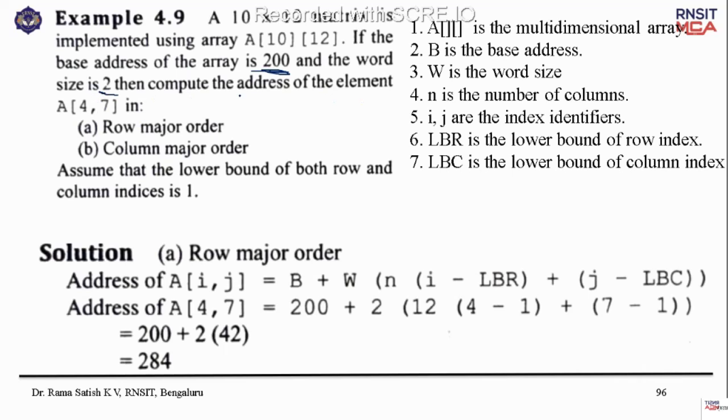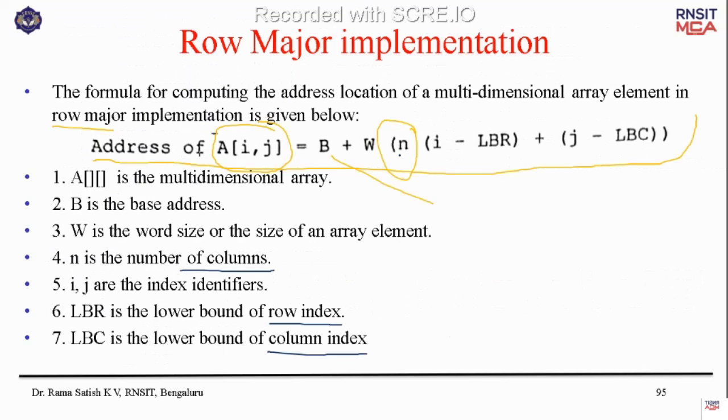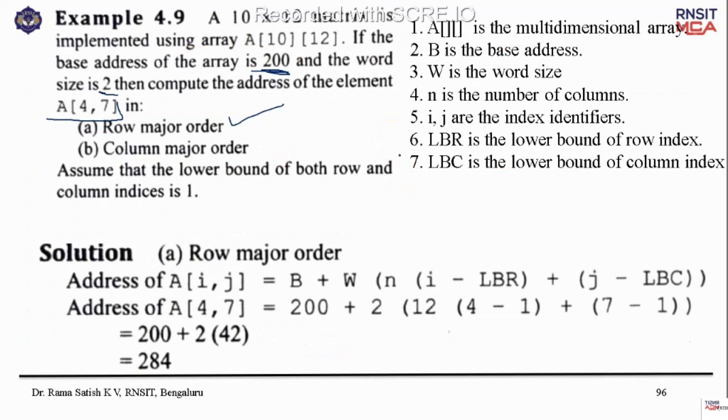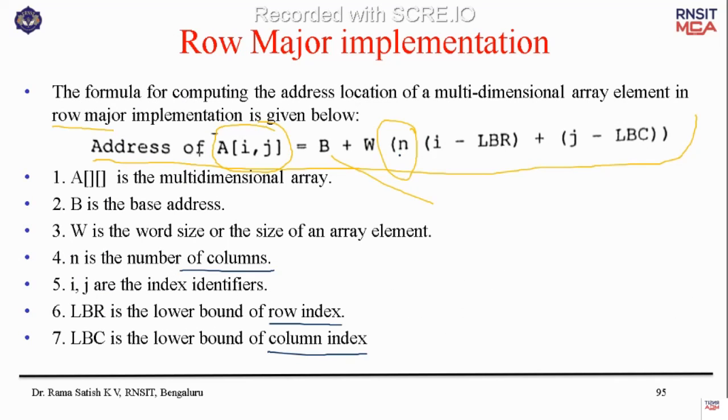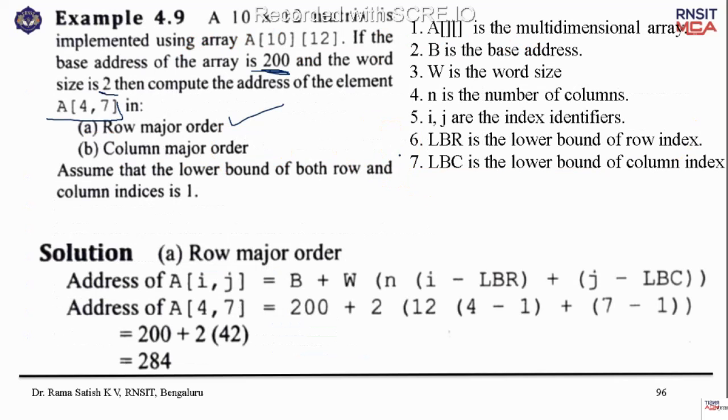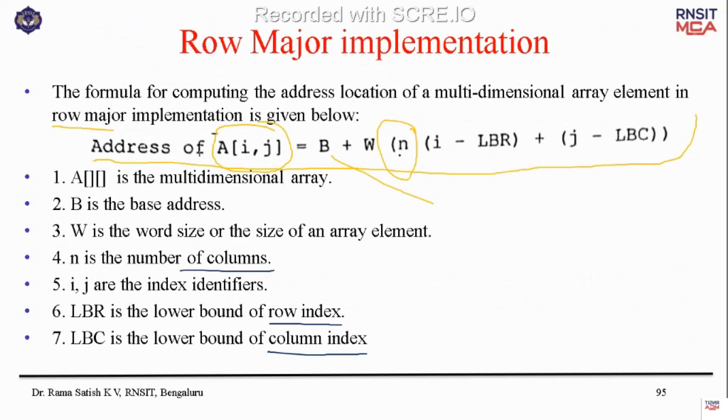Then compute the address of the element A of 4 comma 7. So you have to find 4 comma 7. First you have to employ row major. Previously we discussed only row major, so now we work on only row major. The formula is very clear. Row major address of A of i j, that is the address of 4 comma 7, is equal to B plus W into N into (I minus LBR) plus (J minus LBC).